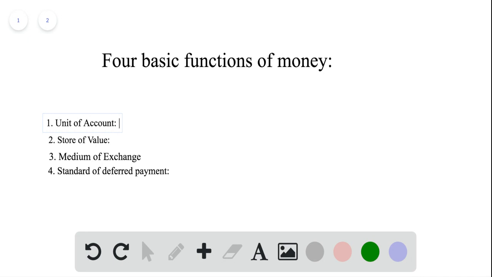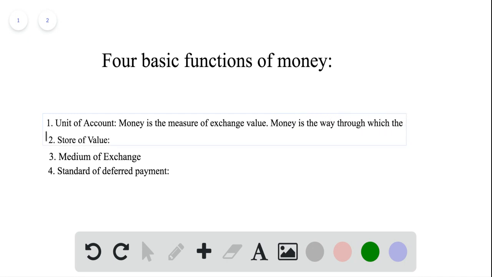So, unit of account. Basically, money acts as a unit of account, meaning that money is the measure of exchange value. So money is the medium through which the value of all goods and services can be expressed. Repeating that, money is the way through which the exchange value of all goods and services, we're going to write that as G and S, can be expressed.